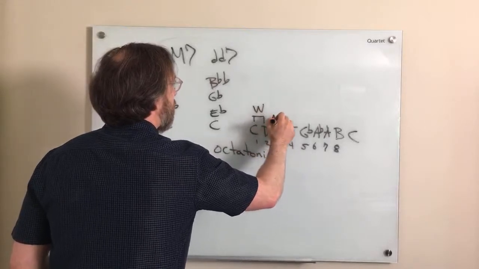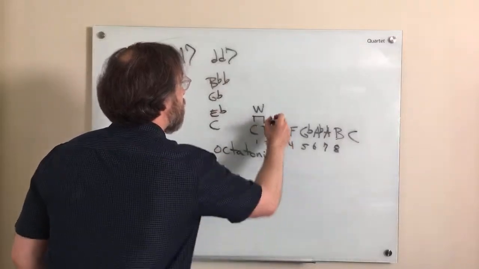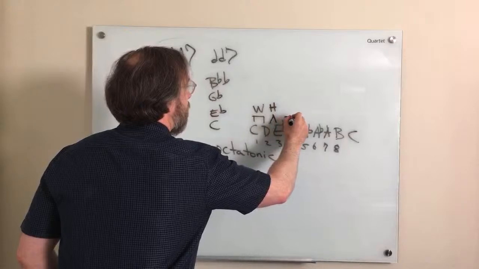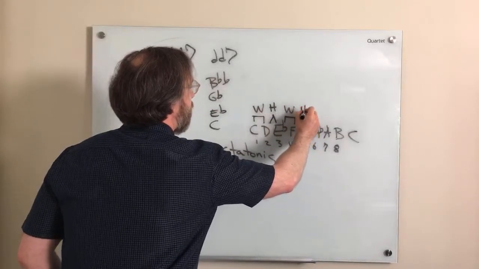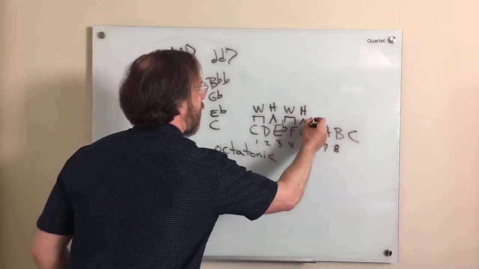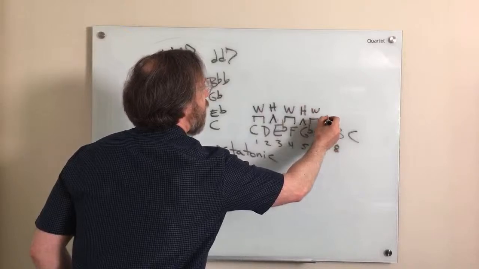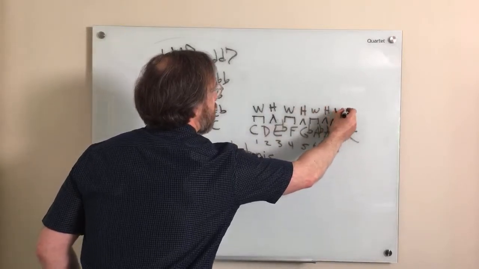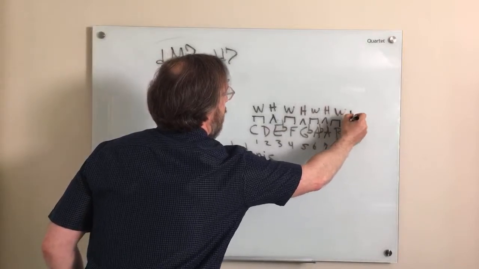D to E flat. Oh, let me do this the right way. Let me do this a little clearer. D to E flat is a half step. E flat to F is a whole step. F to G flat is a half step. G flat to A flat is a whole step. A flat to A natural, enharmonically a half step. A to B, a whole step. B back to C, a half step.